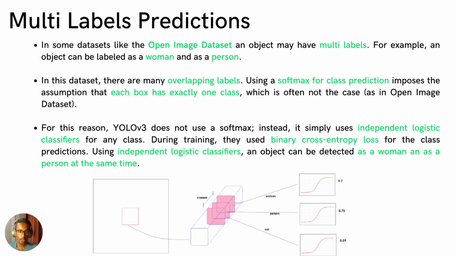So using an independent logistic classifier, an object can be detected as a woman and as a person at the same time. So when we replace the softmax layer that we have used in YOLOv2 and change it to the logistic classifier, now our bounding box can predict a woman or a person at the same time. So it might have different labels, but each class prediction is going to be outputted using a different classifier.